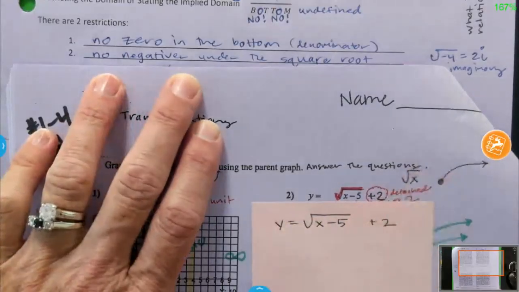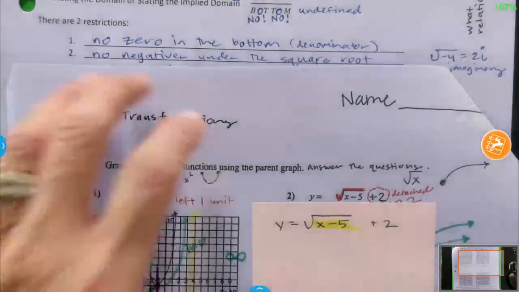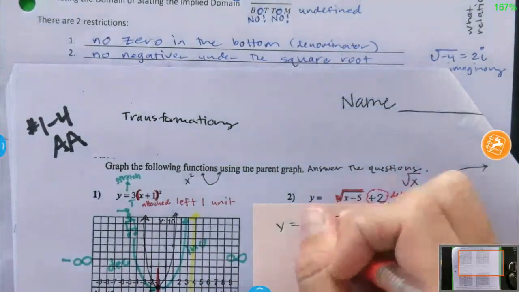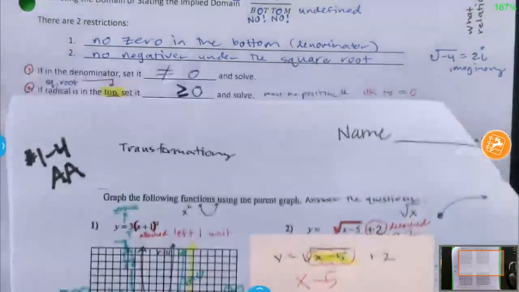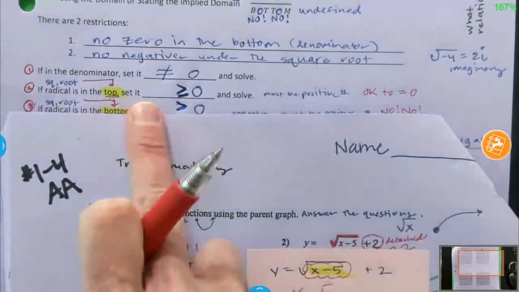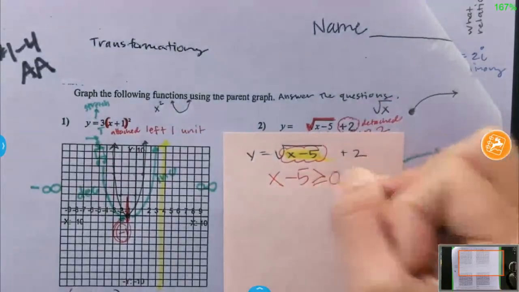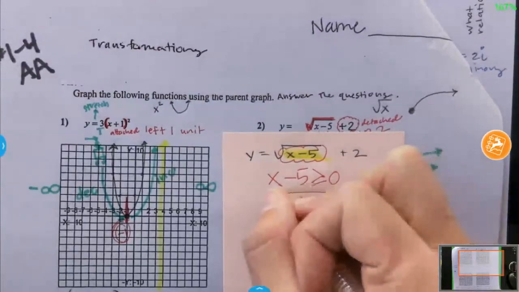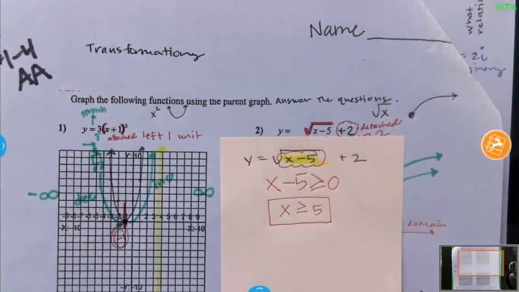Number 2, no negative under the square root. We do have a square root, and this stuff cannot be negative. The stuff under, which is x minus 5, cannot be negative. Now, if you go a little bit further, the worksheet tells you exactly what to do. If the radical is in the top, set it greater than or equal to 0. In other words, this has to be positive. So we would have set it greater than or equal to 0, and we would have said x has to be greater than or equal to 5. That's what we have done in the past when we wanted to talk about restrictions. That's just a review. I'm giving you that for free.